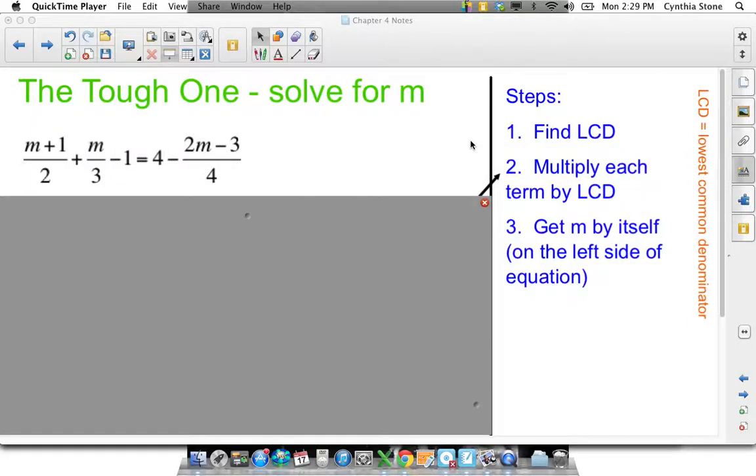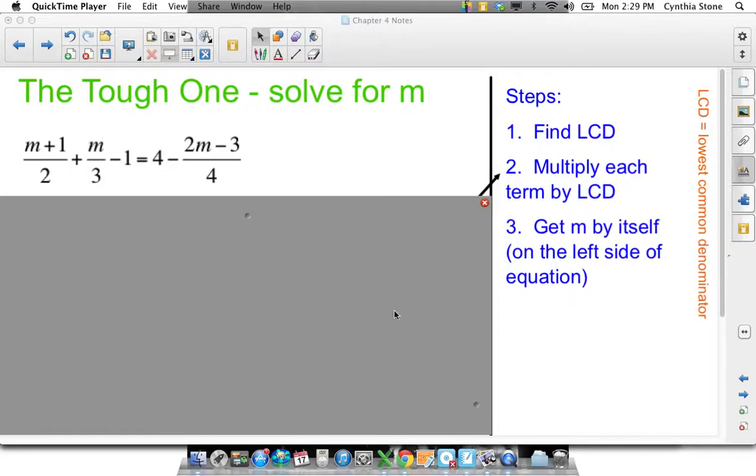of the grade 9 academic course. This is solving equations with fractions, but these are the tougher examples. So I have 2 tough examples to go through. And as you go through them, you'll realize they're tough, but if you just follow the steps and apply what you've already learned, it's not that bad.